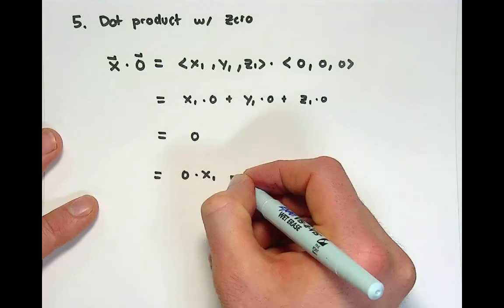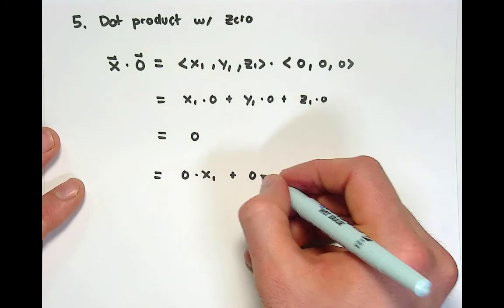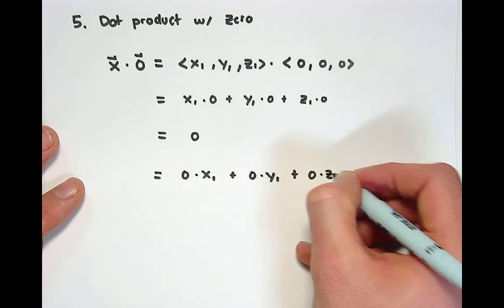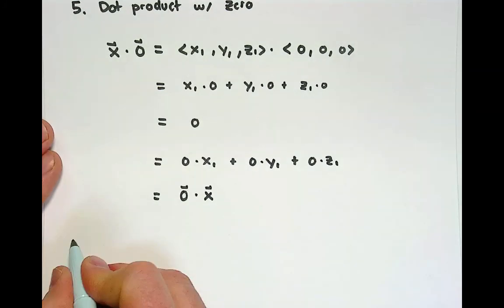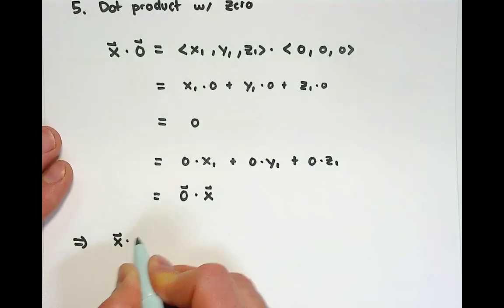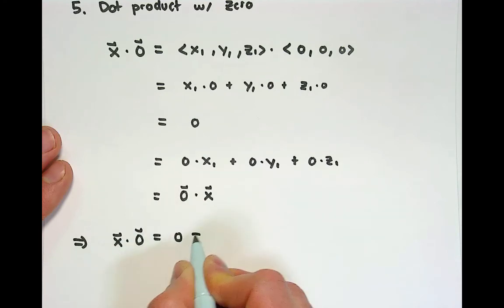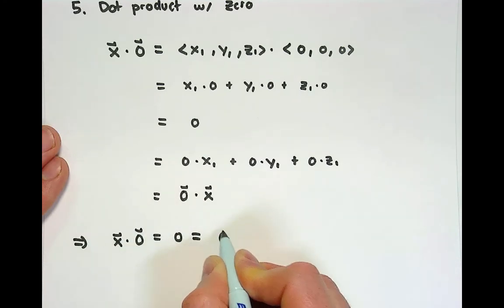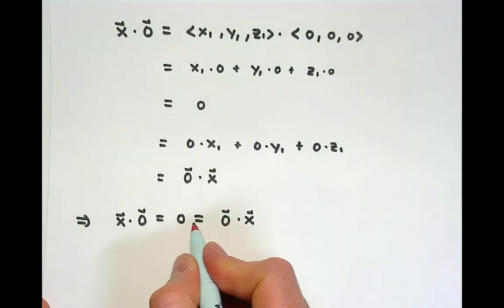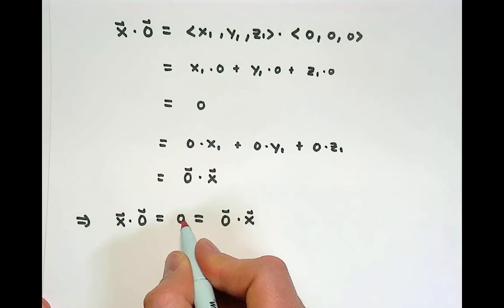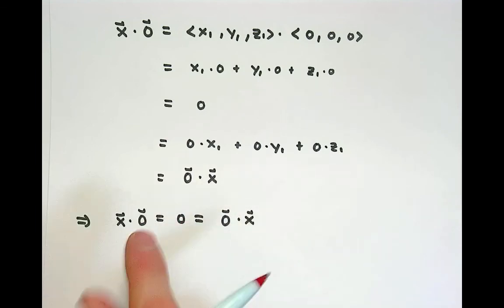But since those are commutative, this goes into symmetry, right? Anytime you dot a vector with a 0 vector, you always get 0 out. And notice, this is the 0 vector, and you can tell because there's a vector hat. This is the 0 scalar because there's no vector hat, and because the output of a dot product is a scalar. That ends the discussion of algebraic properties of the dot product.